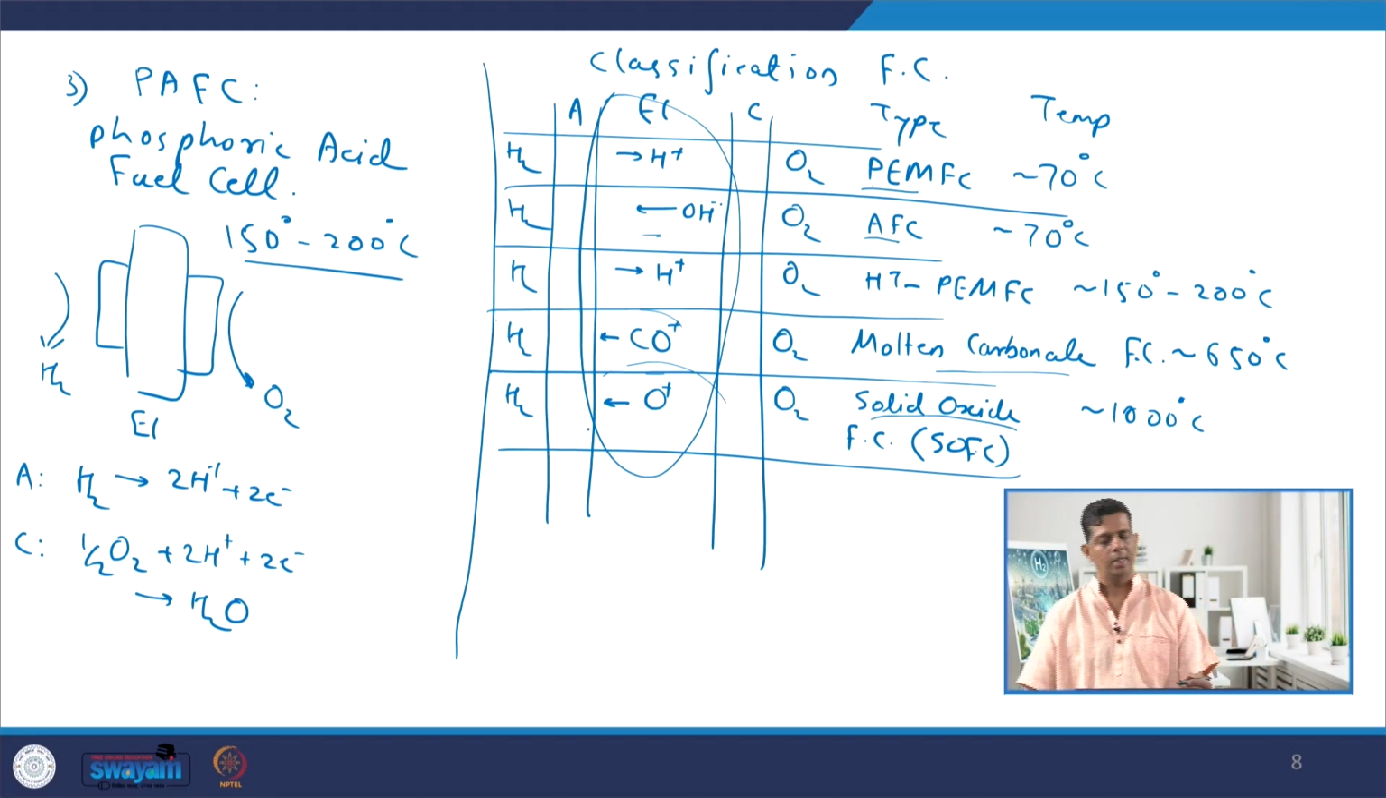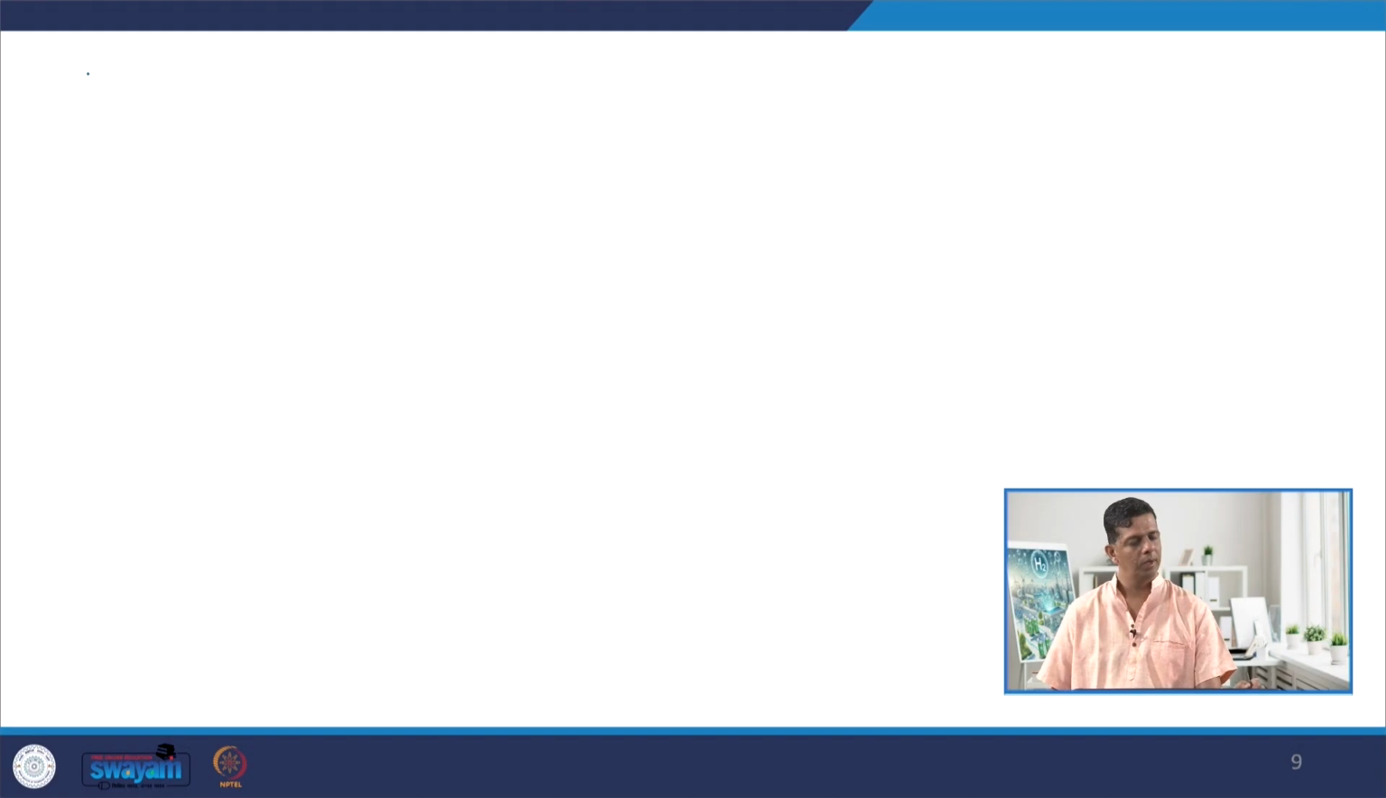Similar is the classification with electrolyzers as well. This becomes the proton exchange membrane water electrolyzer. This becomes the alkaline electrolyzer. This is the high temperature PEM based water electrolyzer. This is the molten carbonate electrolyzer and the solid oxide electrolyzer. All these fuel cells and electrolyzers are classified with respect to the electrolyte. So, before we get into the thermodynamics of these systems, let us understand the molar quantities, as that will be used in the majority of our discussions.